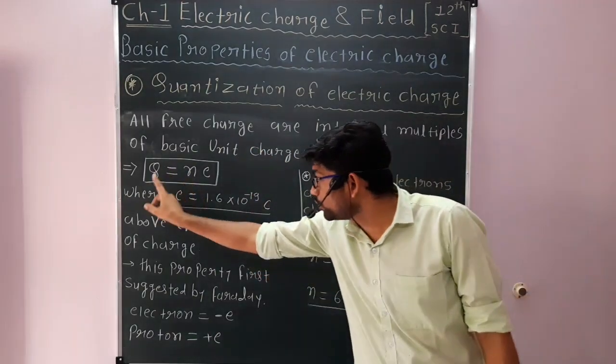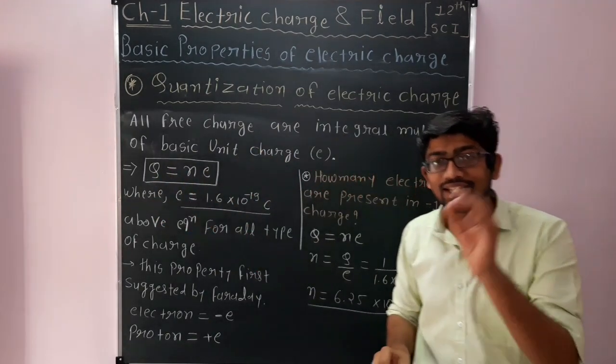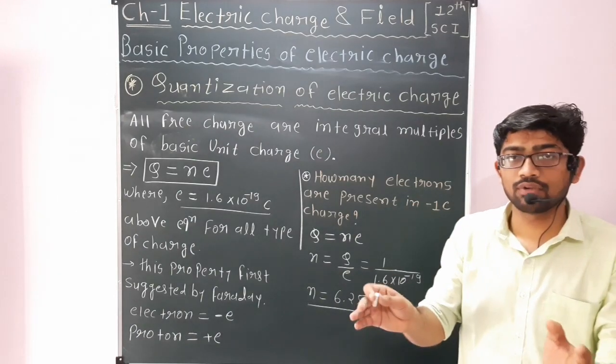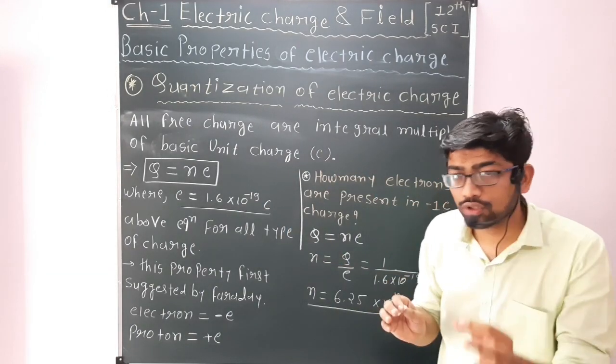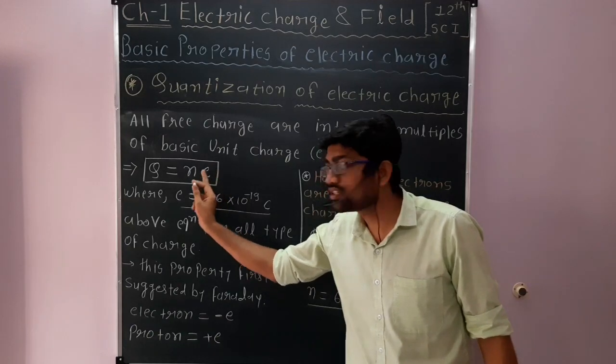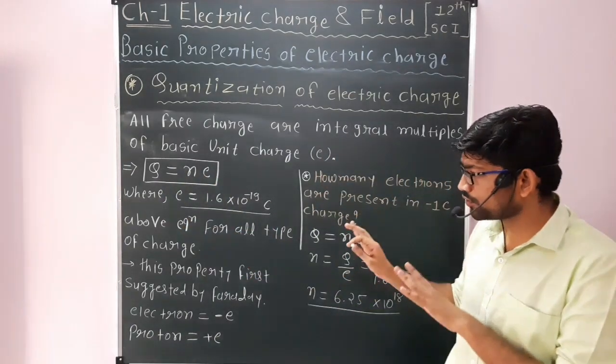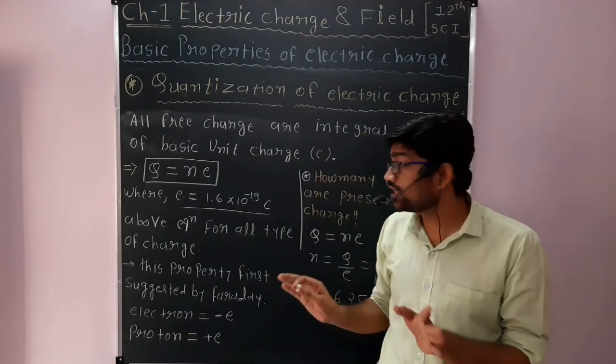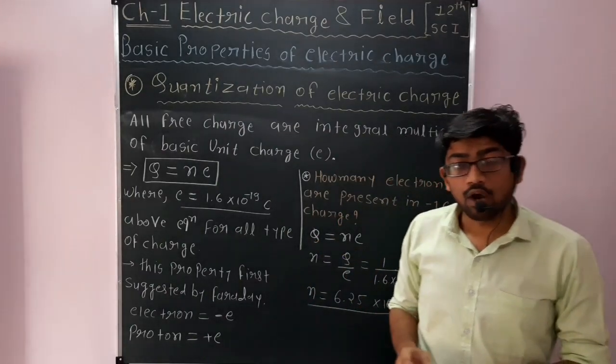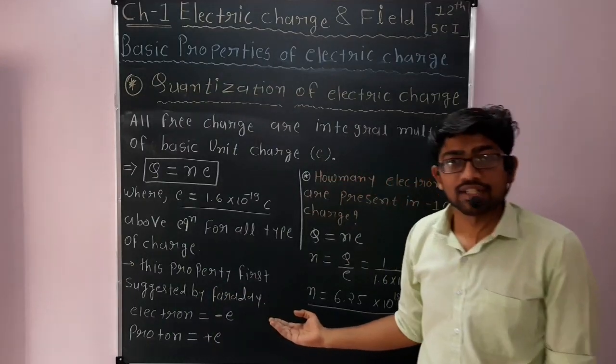The equation is Q is equal to n e. It means if you take any charge present in any system, or any free charge, it should be an integral multiple of the basic unit charge. So Q is equal to n e. This is used for all types of charges and was first suggested by Faraday.